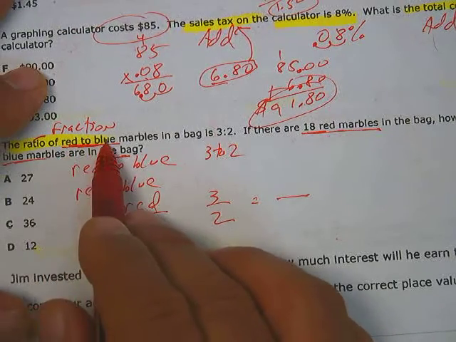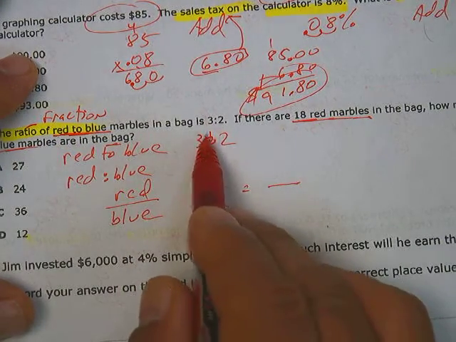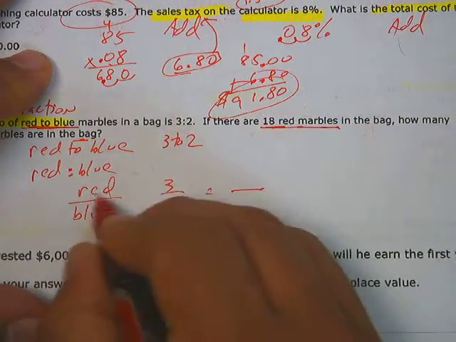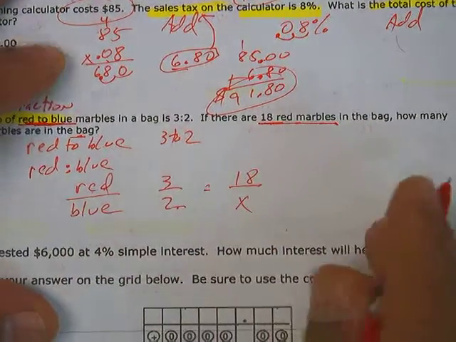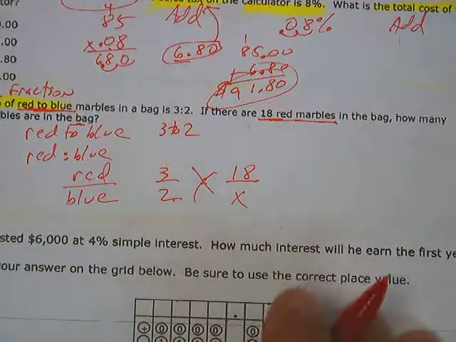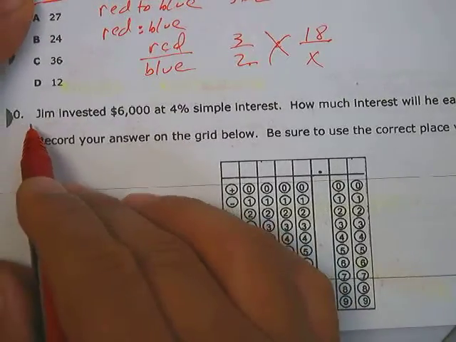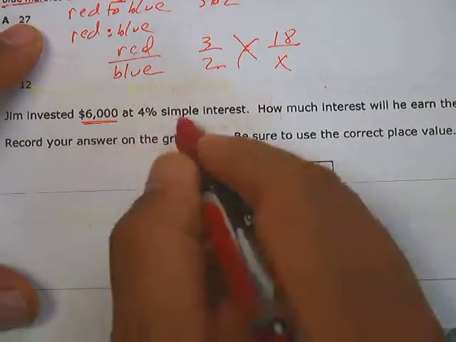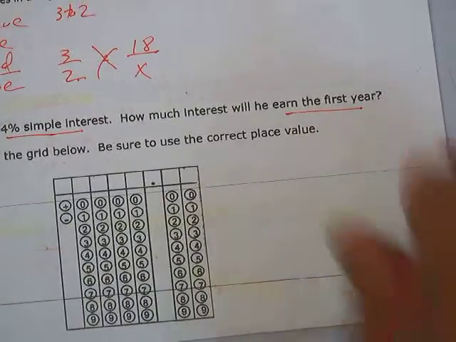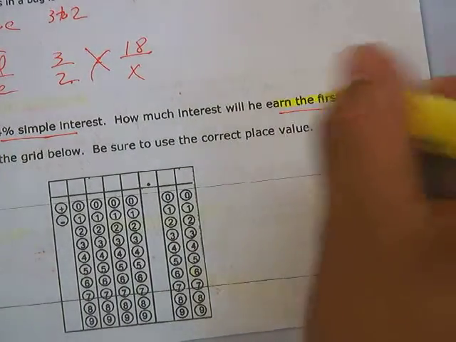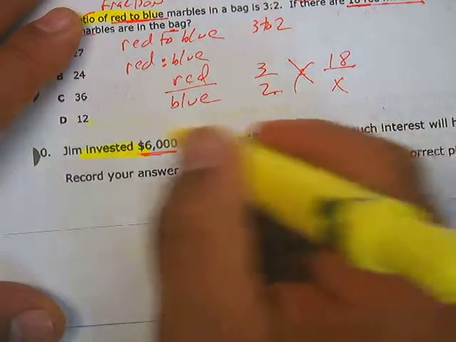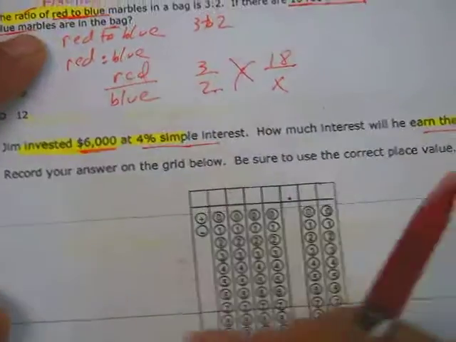If there are 18 red marbles in the bag, how many blue marbles are in the bag? Well, 18 red marbles, so I can set up a proportion. I know my reds are on the top because that's what it started with: red to blue. So 18 is going to go here because red has to be on top, and we put an X. Then all you do is cross multiply and divide, and you get your answer.